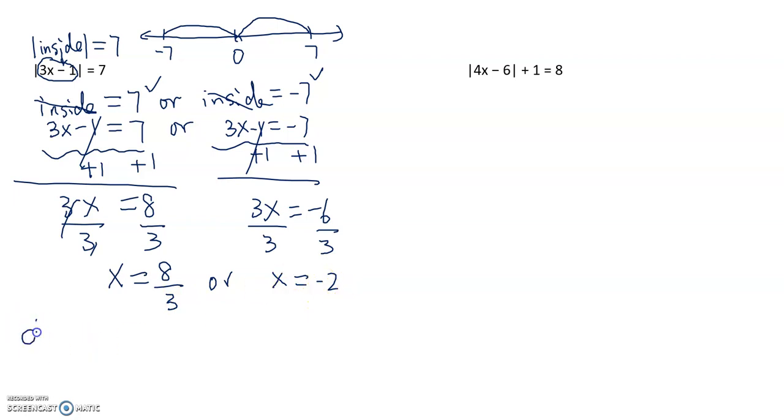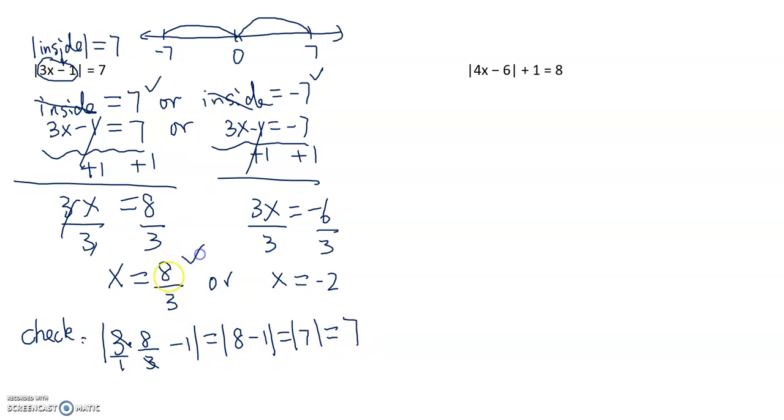To check the answer, if you have time, we recommend that you do that. So let's plug the number back into the equation. 3 times 8/3 minus 1 is equal to, now the inside goes first. We multiply these two fractions. 3 reduces 3. That gives us 8. And then minus 1. The inside, 8 minus 1, is 7. That's the absolute value of 7 is equal to 7. So that tells us 8/3 is the answer.